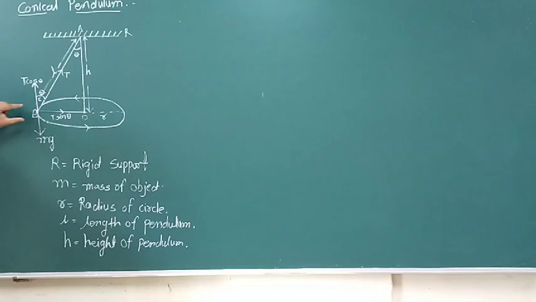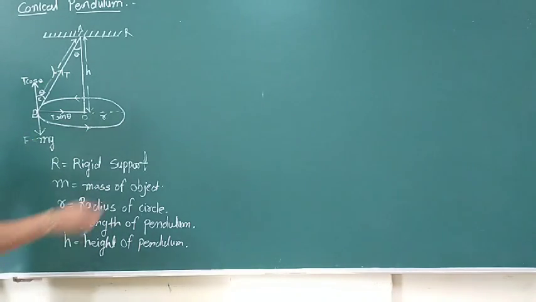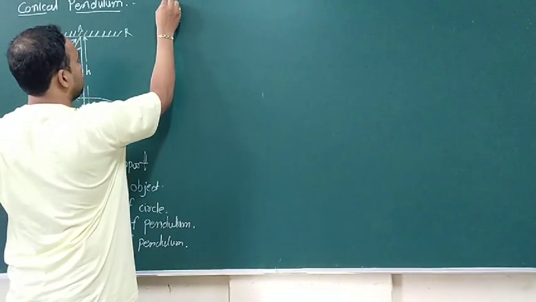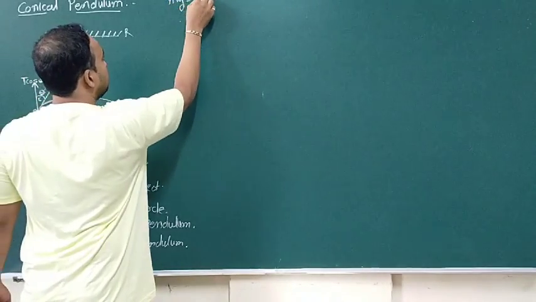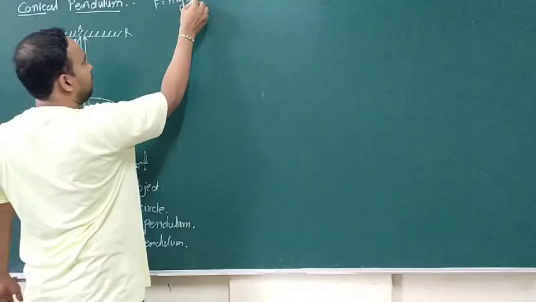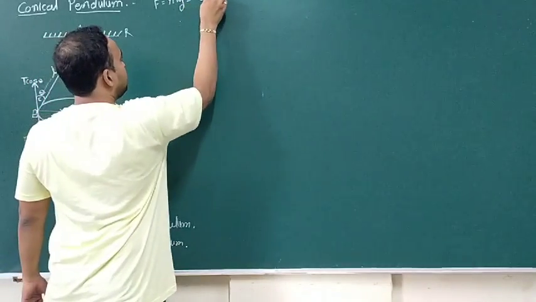Now see here, there will be a force exerted on that object, that is gravitational force. This force is directed in a vertically downward direction. That means mg, or F is equal to mg, is the gravitational force.